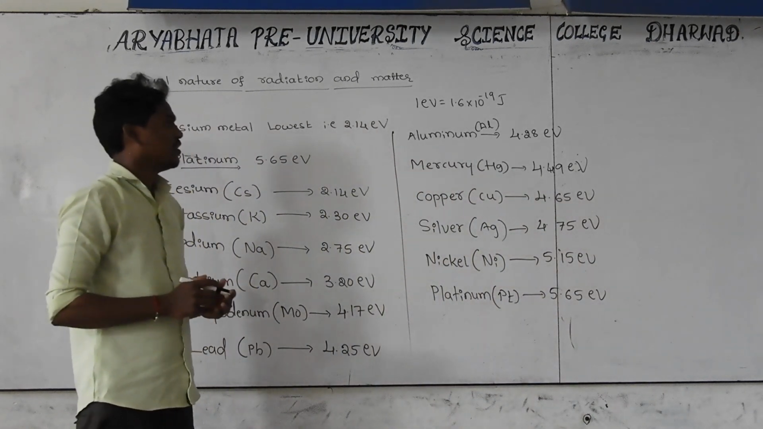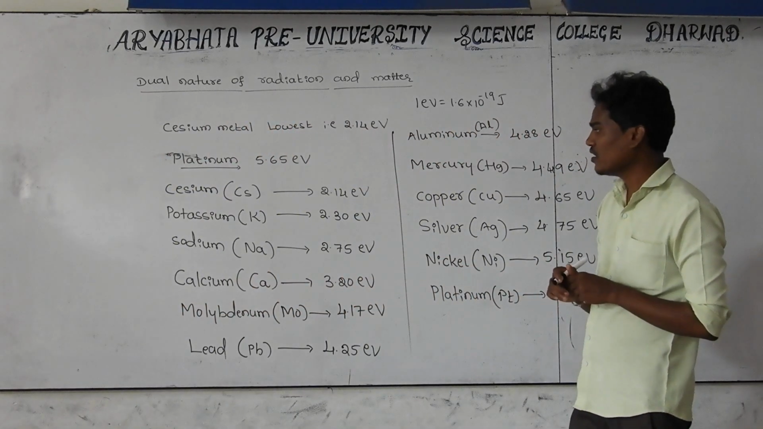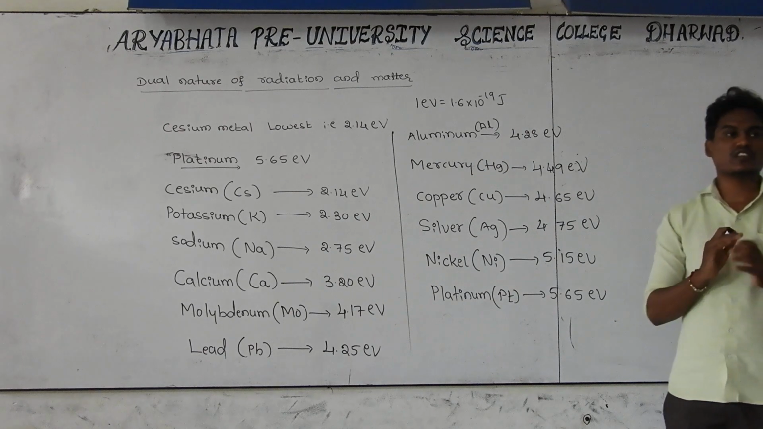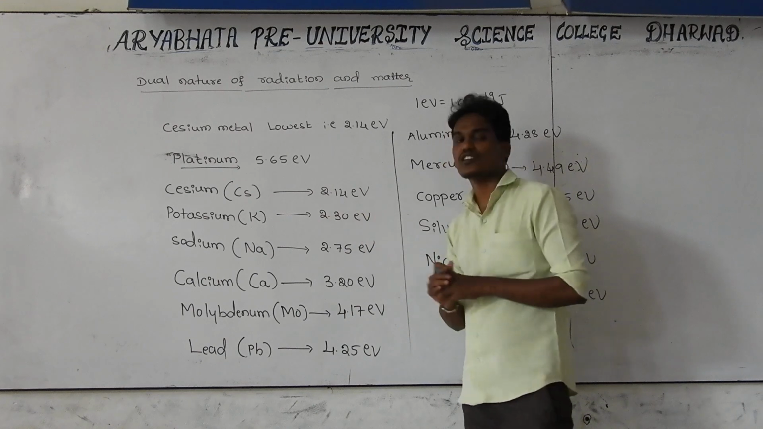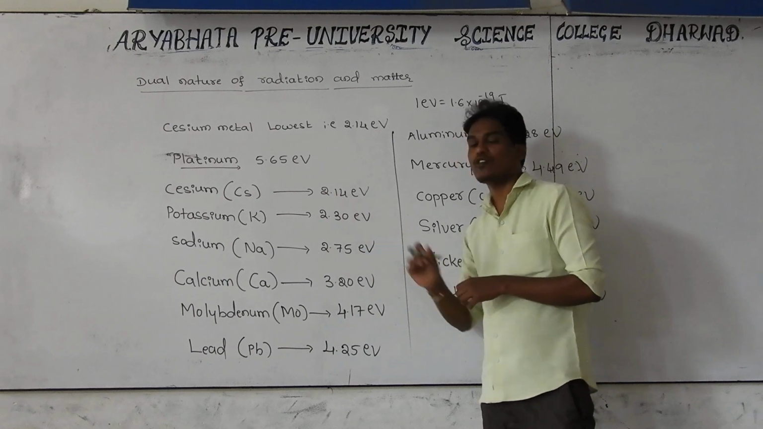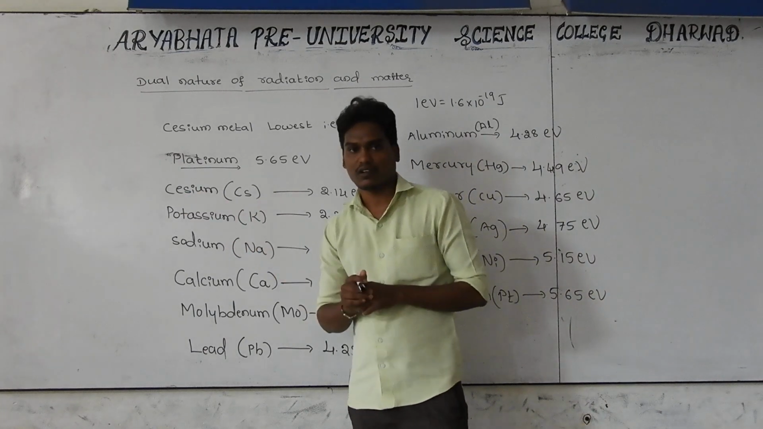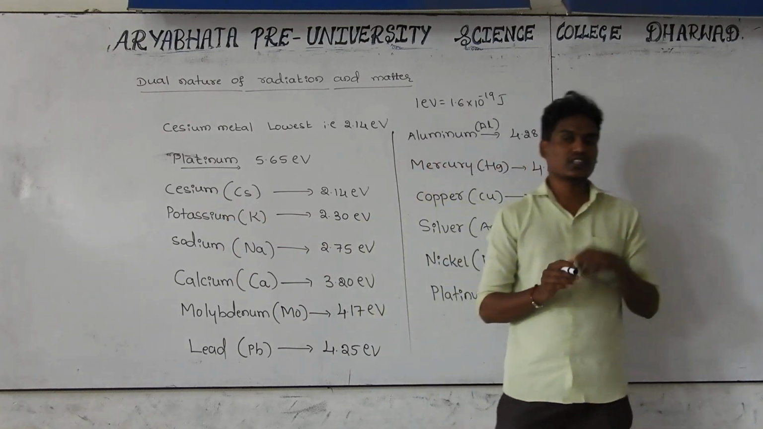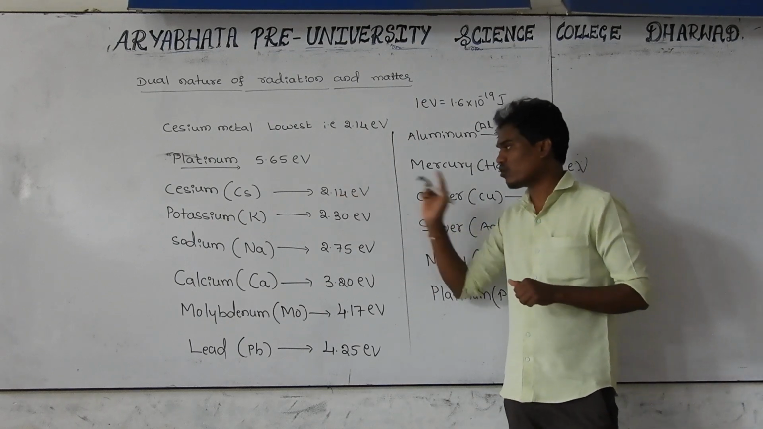Here a number of metals are there, just you can observe carefully. First one is the cesium. You can take the cesium metal. Whenever we are going to emit the electron from the surface of the cesium metal, 2.14 electron volt, this much energy is sufficient. And if the supplied energy is lesser than 2.14 electron volt, there is no ejection of the electron from the surface of the cesium metal. In order to emit the electron from the surface of the cesium, the minimum amount of energy you need to supply, that is 2.14 electron volt.